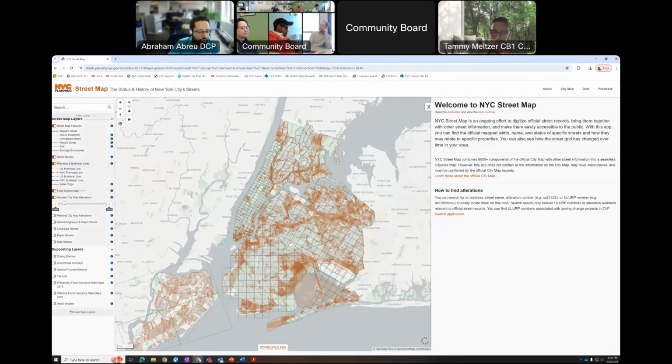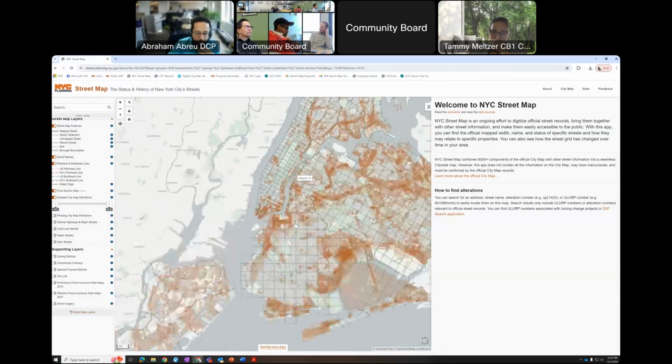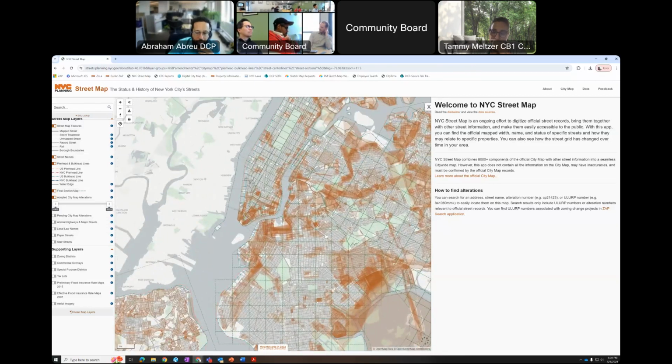The next thing is adopted city map alterations. These are the alteration maps. If you look at the map, there's this brownish bronze color. Those are where we have alteration maps on file that have been adopted. And the darker it is, the more maps are stacked on top of each other in that location.